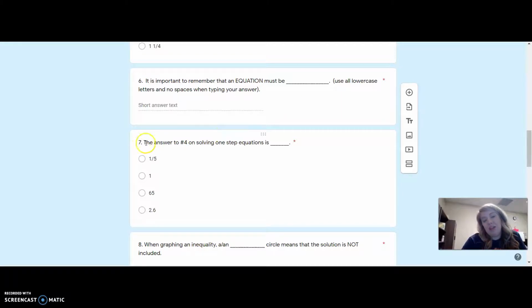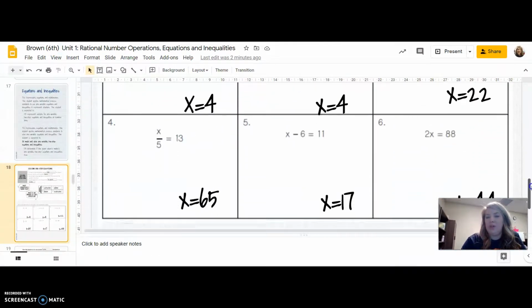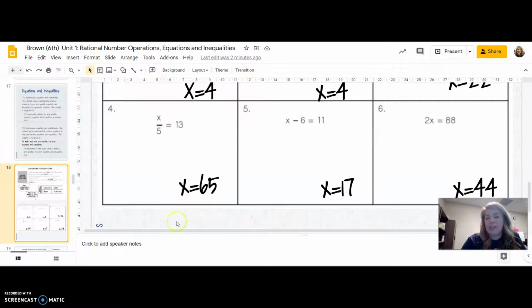For number 7, the answer to number 4 on solving one-step equations is, so that's on the exact same page. I'm just going to scroll down. Here's number 4, x is equal to 65.